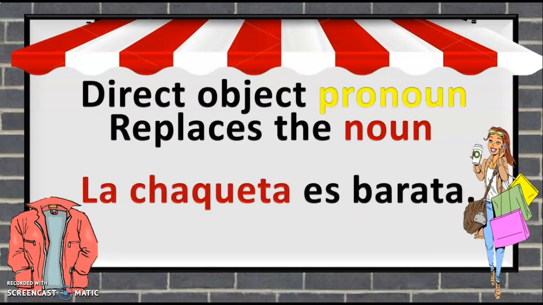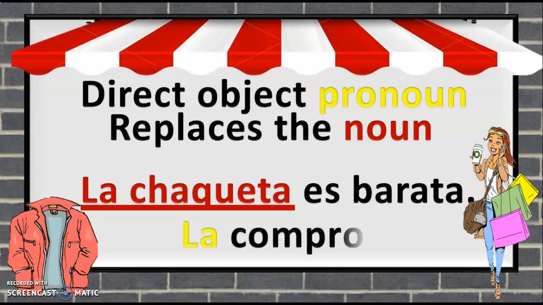La chaqueta es barata. La chaqueta is cheap. La compro. So I'll buy it. So we're going to replace la chaqueta with la and say I buy it. I is the subject in the sentence. Yo compro. Yo la compro means I buy it, and so it is the object. We have to make it feminine and singular because la chaqueta is feminine.